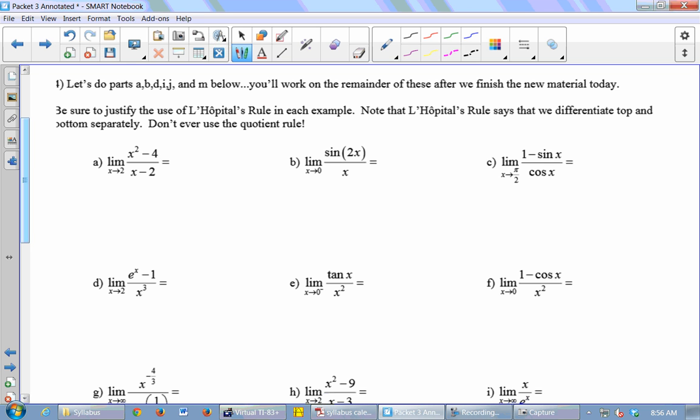Okay, so also, L'Hopital's rule says differentiate the numerator and denominator separately. You do not use the quotient rule here. We're not taking a derivative of the function. You're taking the derivative of the top over the derivative of the bottom.